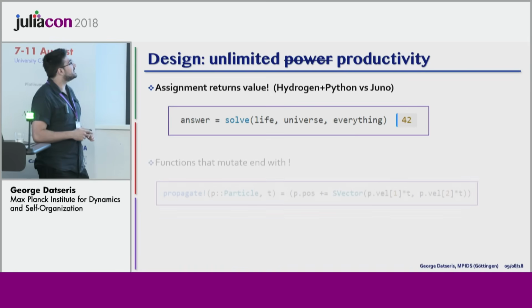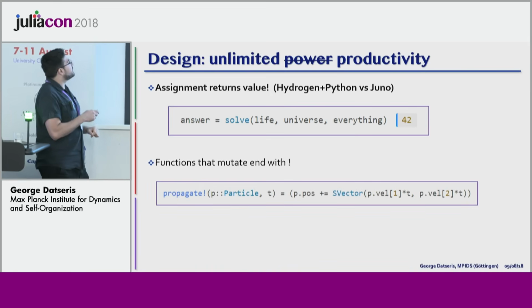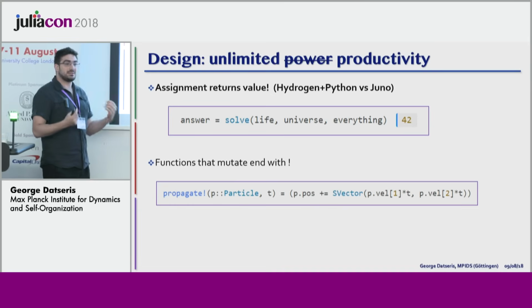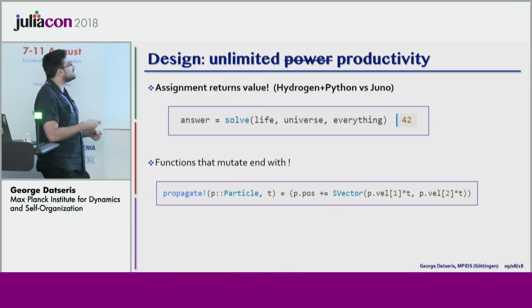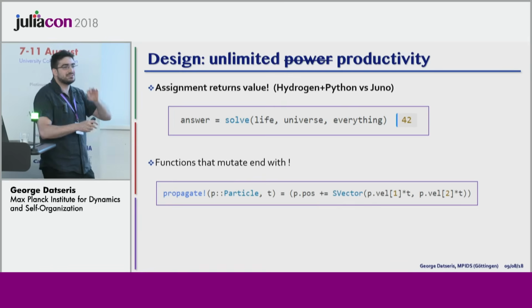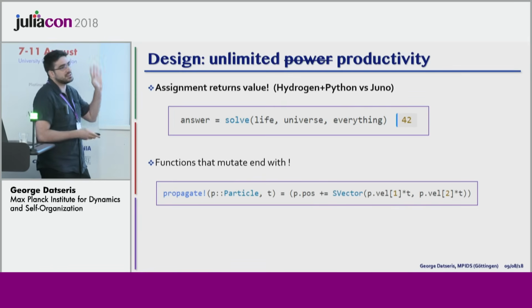Another amazing thing is that functions that mutate stuff end with an exclamation mark. And this is not even forced, it's just a convention that everybody uses. But this is so convenient because you know, if you see this thing, okay, I know this will change. I don't have to search about it. I don't have to go to the source code. This will change. It's fine.